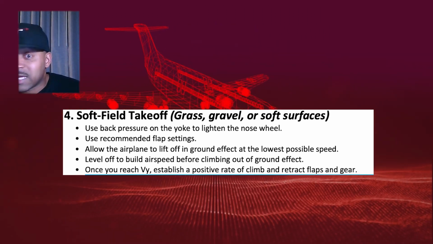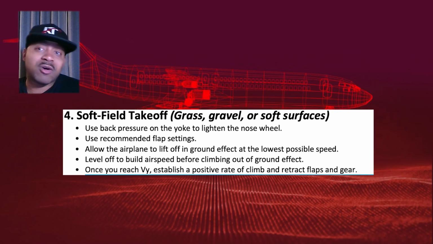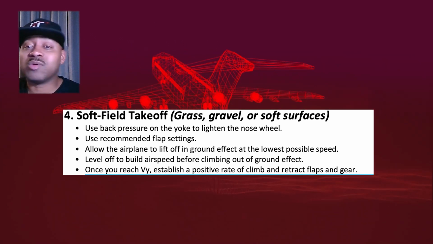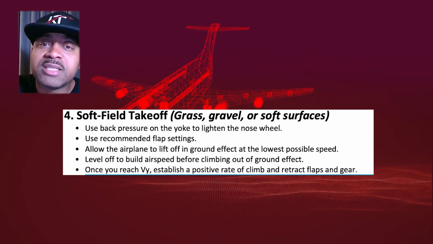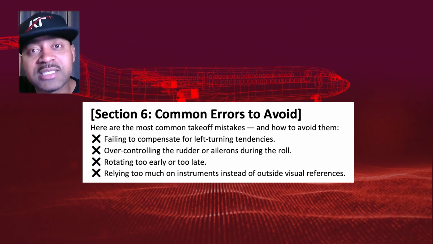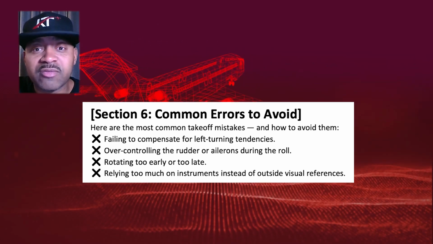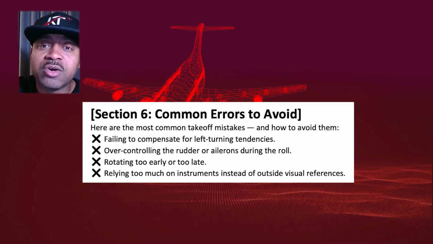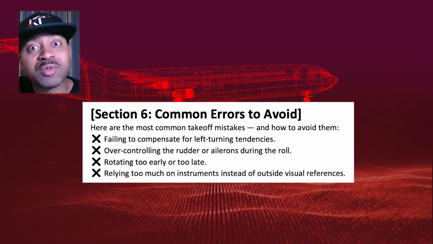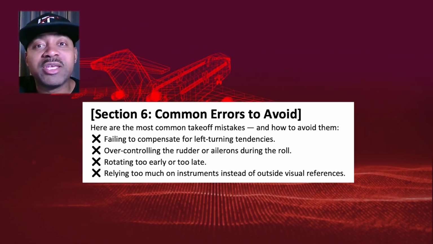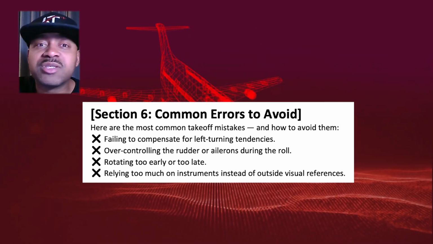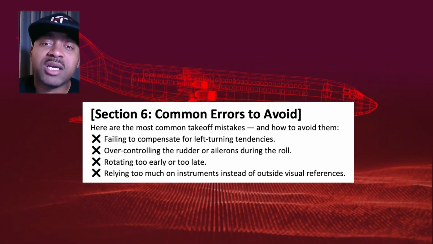It might be a crosswind, it might not be a crosswind, but you climb out and then you continue as if it's a normal takeoff. Some common errors that you want to make sure you avoid: not compensating for the left turning tendencies that happen when you're flying piston aircraft. Don't over-control the rudder or ailerons during the roll, and don't rotate too early. We already talked about that multiple times. Make sure that you're crabbing into the wind as you're taking off. Follow your POH, follow the checklist. Make sure you're using the proper flap settings for the maneuver you're doing.